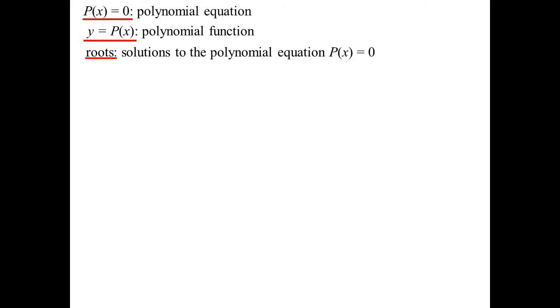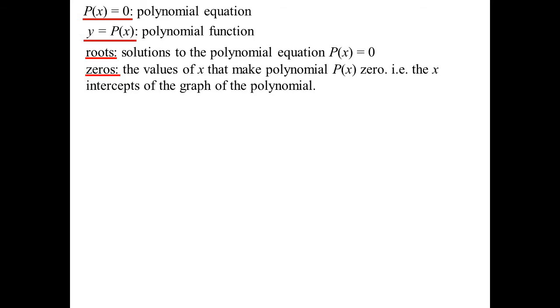Roots are solutions to the polynomial equation, as opposed to zeros. Here's the minor technicality. Zeros are the values of x that make the polynomial equal to 0. Now, if you think about it, it's the same answer. But technically, we talk about roots with the equation, and zeros with the polynomial itself. However, you will find that we will contradict ourselves from time to time and use the wrong word for the same thing.